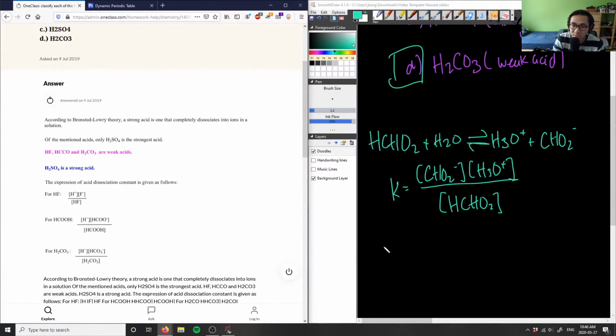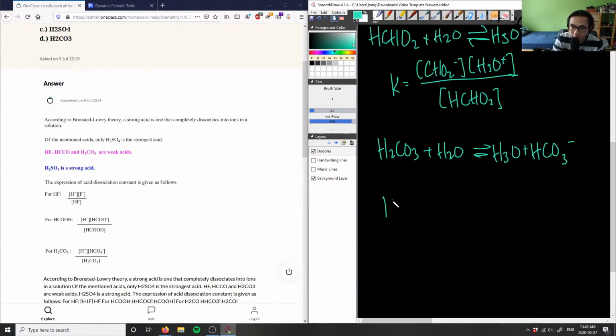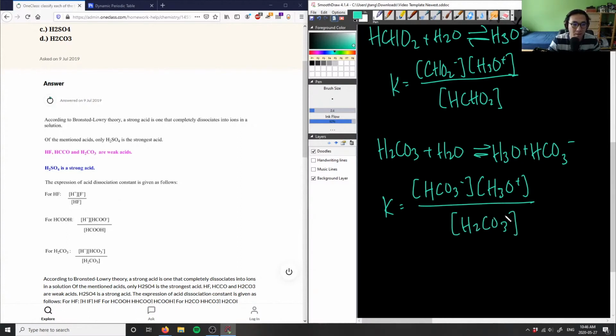And then for D here, I have H2CO3. Add water to it. This is going to give me hydronium plus HCO3 minus here, which means our K value for this guy is simply the concentration of our products, which is HCO3 minus and H3O plus, divided by our H2CO3 here. And these are already balanced, so this is perfectly fine.